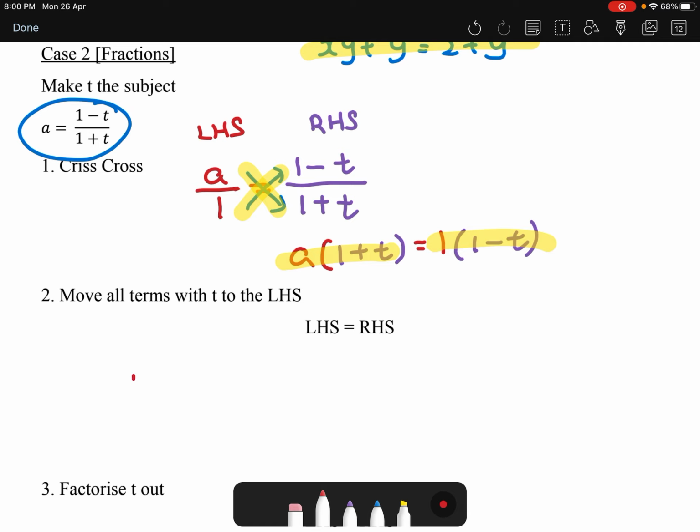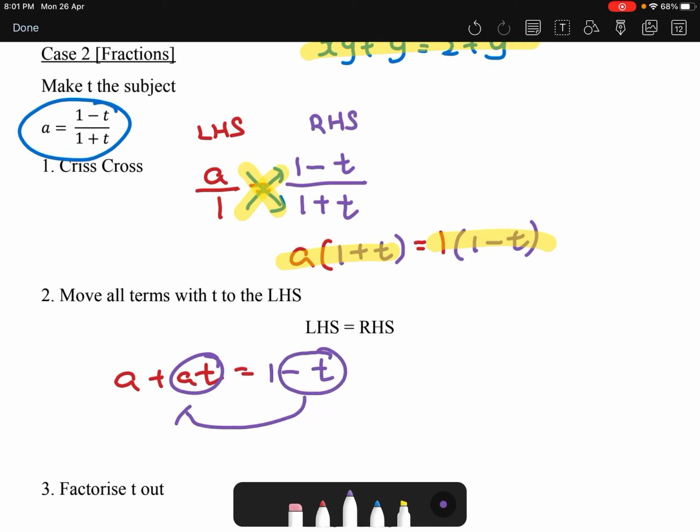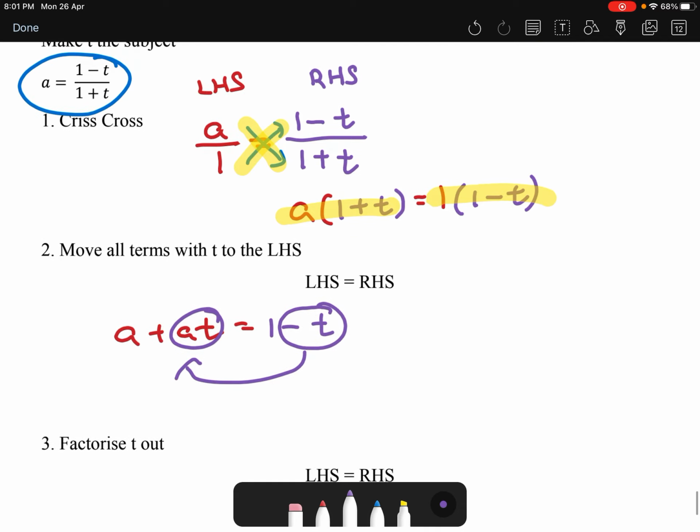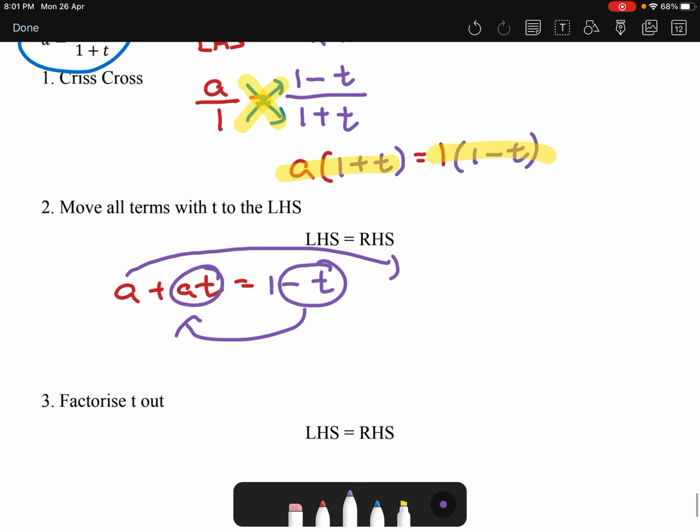Let me just expand this out first. So a plus at, this is my left hand side, equal to 1 minus t. Move all the terms with t to the left hand side. So my at stays put, minus t I move to the left hand side, and a you move to the right hand side. When you do this, what you get is at plus t is equal to 1 minus a.